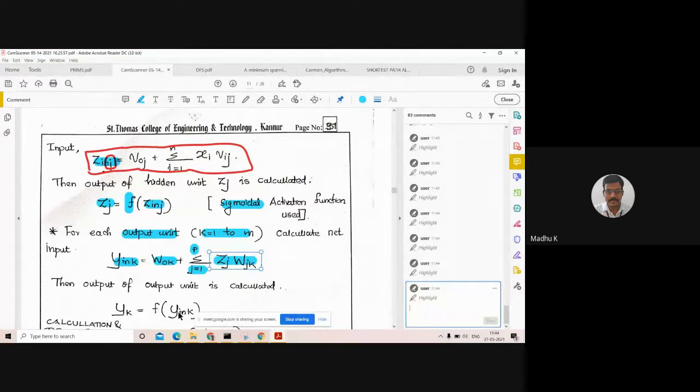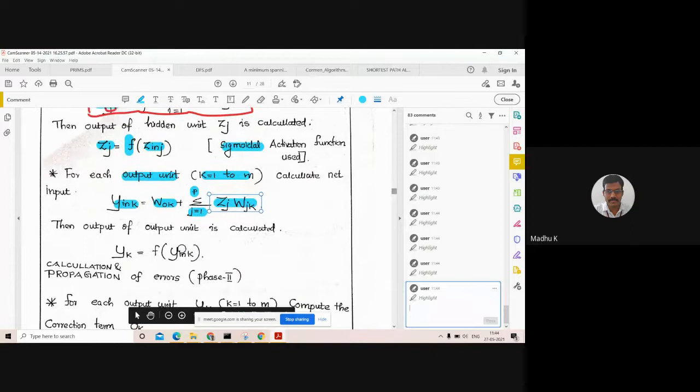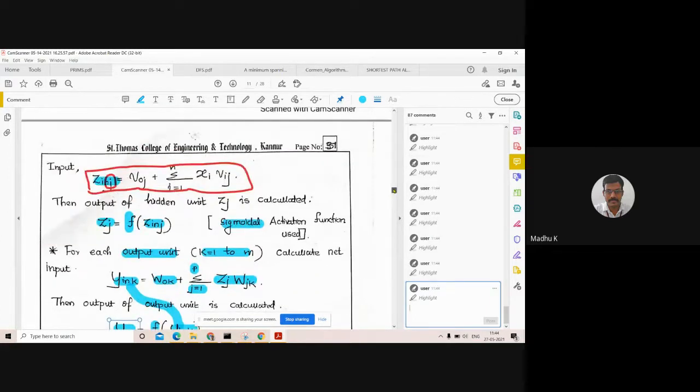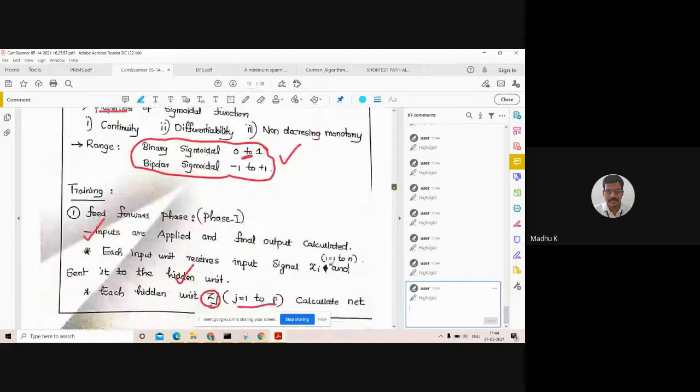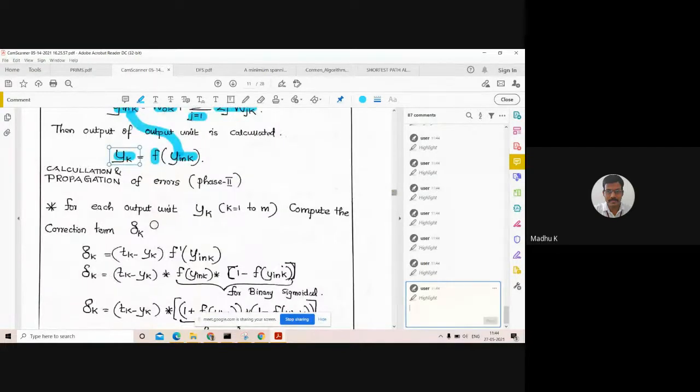Then we apply an activation function over the net input, and we get the final output from the layer. This is called the feed forward phase. Then we enter phase 2. What is phase 2? Phase 2 is back propagation of error.